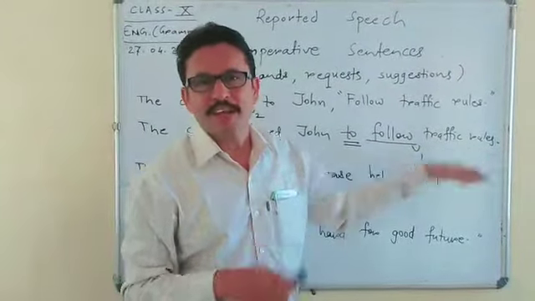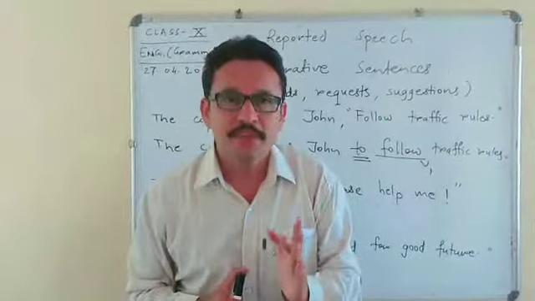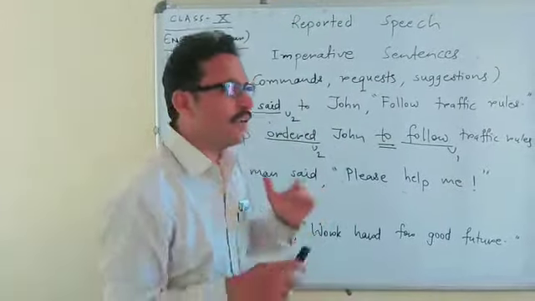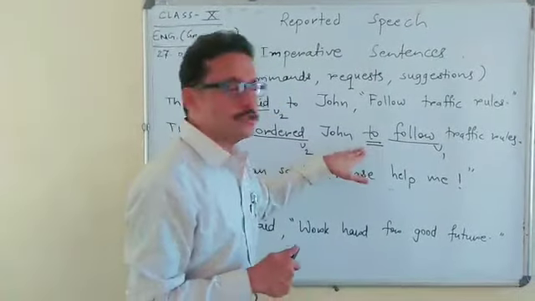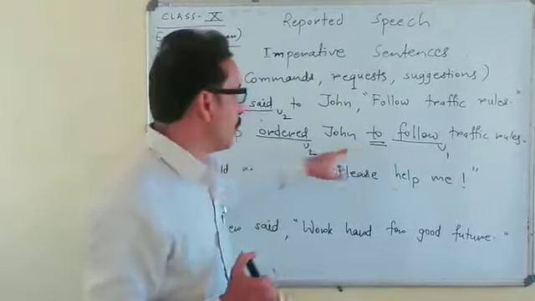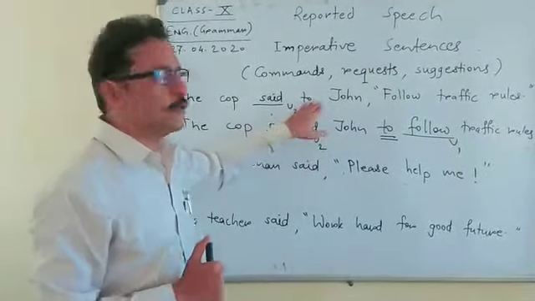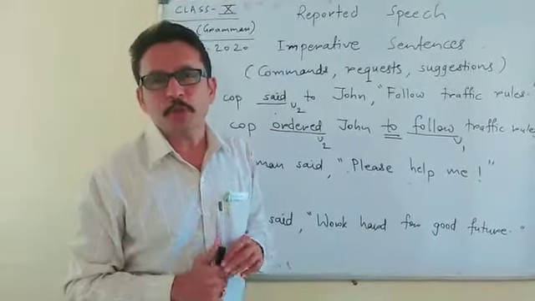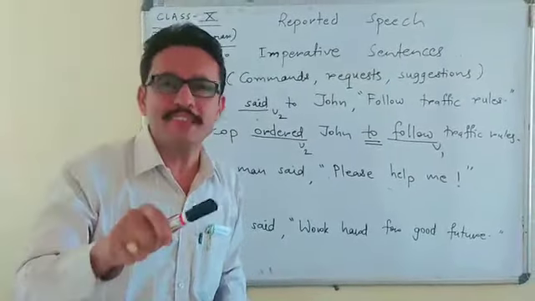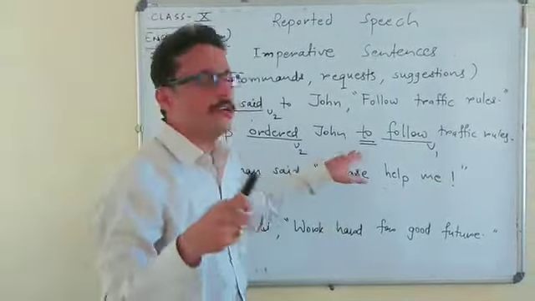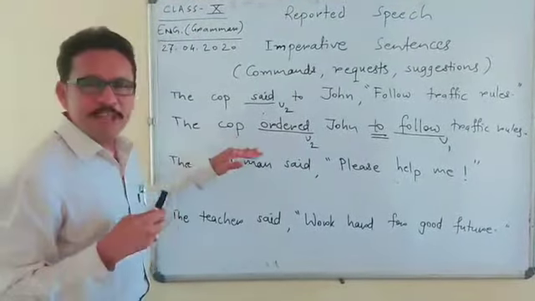Now remember, if the imperative sentence is negative, then in indirect speech you should begin with not to. For example, if the sentence is: the cop said to John, don't ride so speedy. The cop ordered John not to ride the bike so speedy, or not to drive the car so speedy. So I hope that you got it.